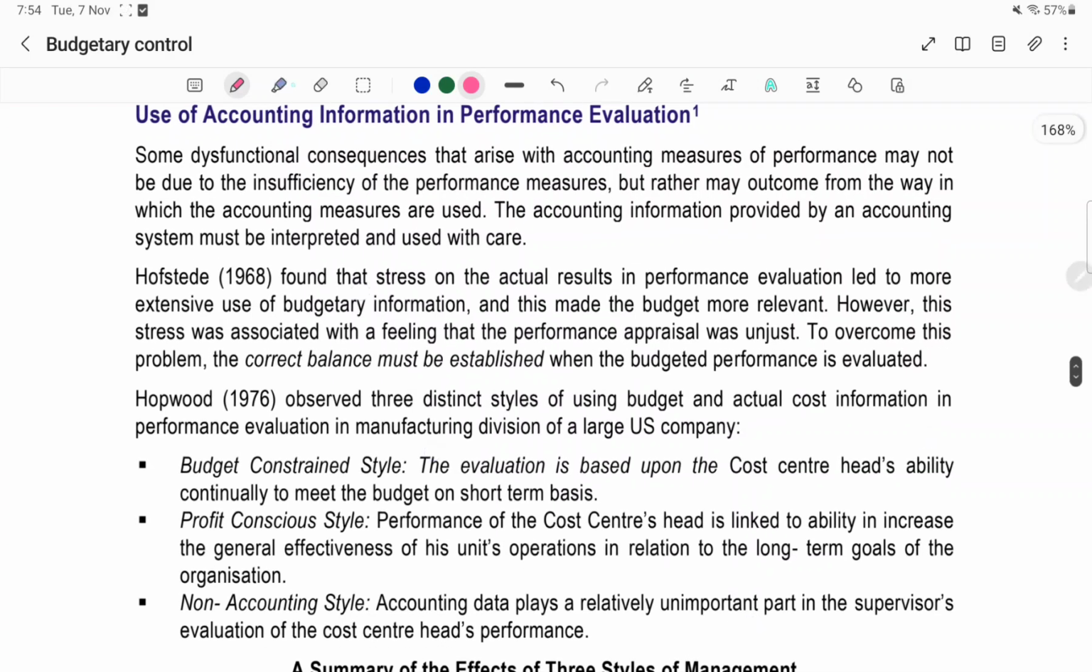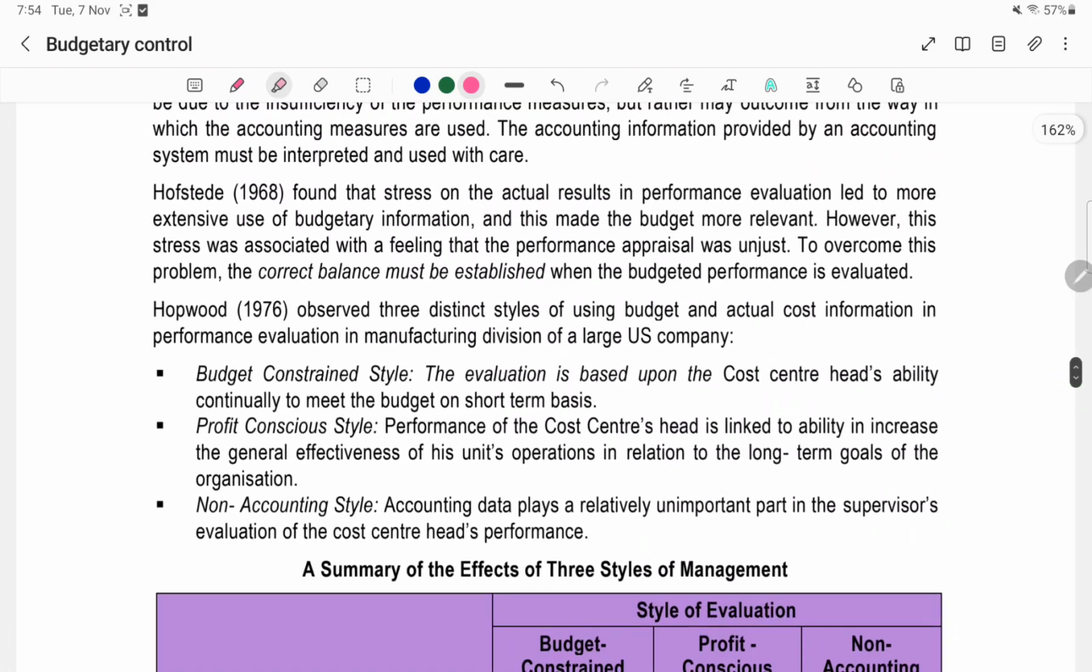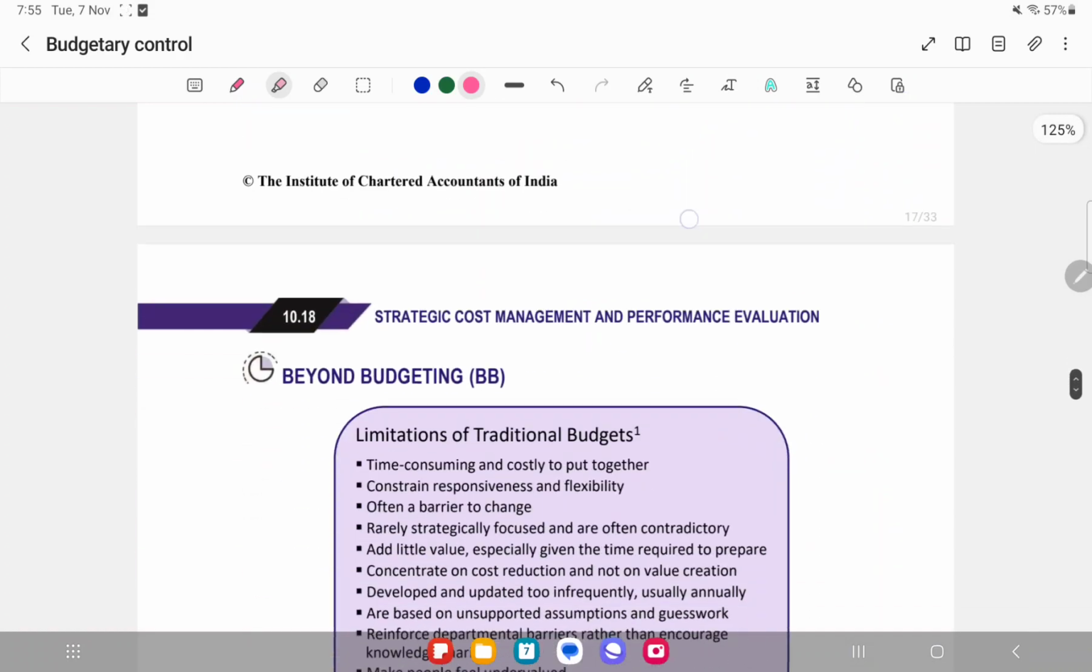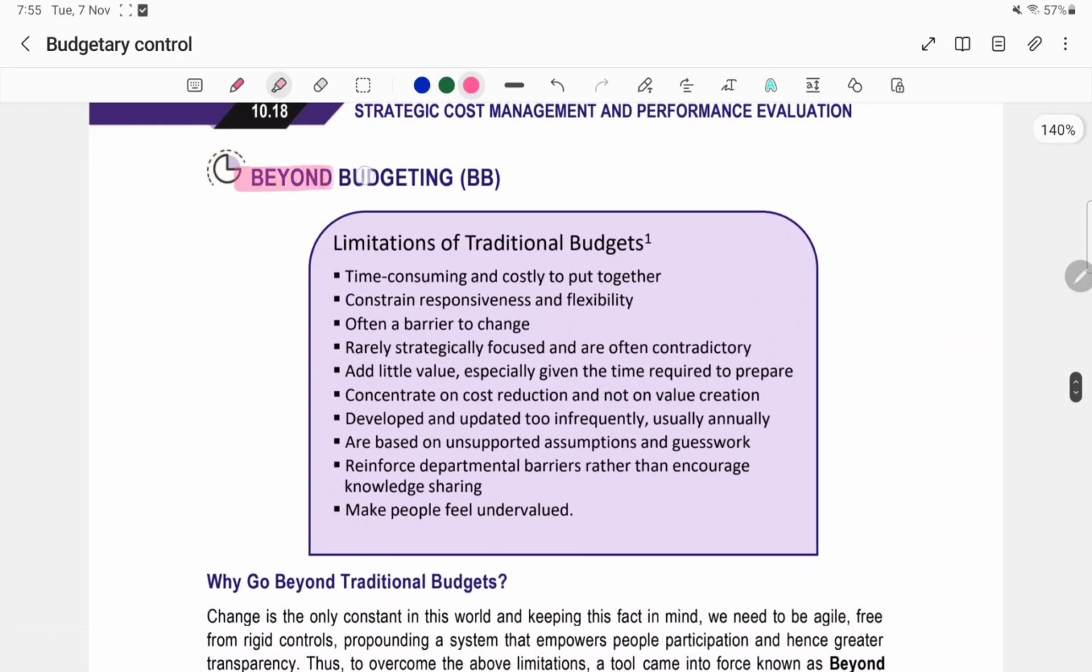Okay, so the next topic is use of accounting information in performance evaluation. So there are three styles: budget constraint style, profit conscious style, and non-accounting style. So in budget constraint style, you have to remember that the evaluation is based on what? On short term basis. In profit conscious style, obviously profit is for long term goals. And in non-accounting style, the name itself says that accounting data is not important. Yeah, so now we'll come to the next topic, that is beyond budgeting.